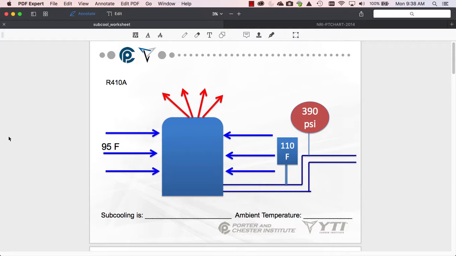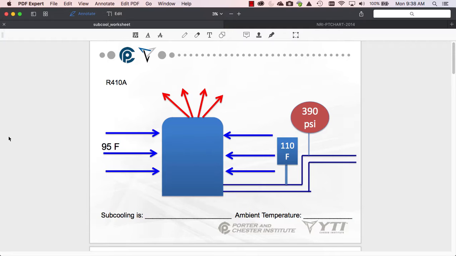Now remember, subcooling occurs in the last portion of the condenser. It's a measurement basically of how full the condenser is with refrigerant and how efficient the condenser is working. Subcooling takes your condensing temperature and then the difference between the liquid line temperature leaving the condenser.